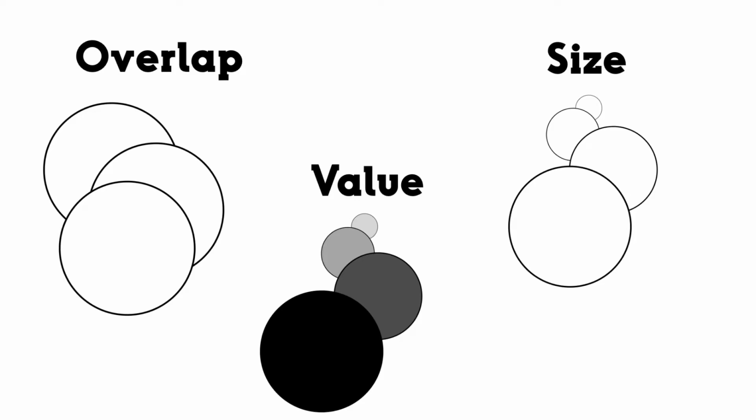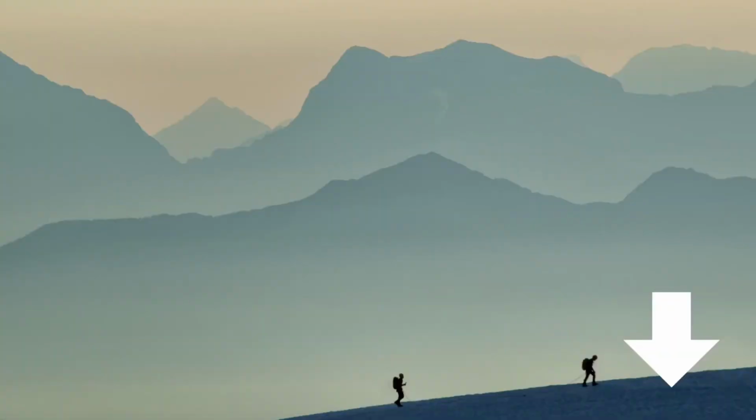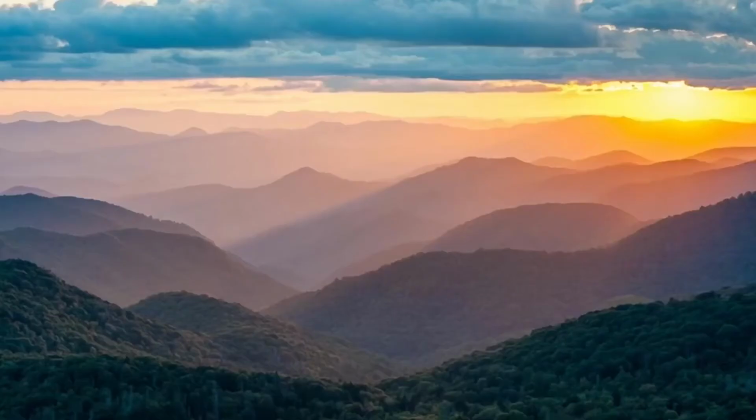You can play with the size. When something is large, it's really close to you. When it's small, it's further away. And you can also play with value. When something is darker, it's going to be closer. And as it gets further away, it gets lighter. Now this happens in real life. I bet you've seen it and you never actually thought about it.